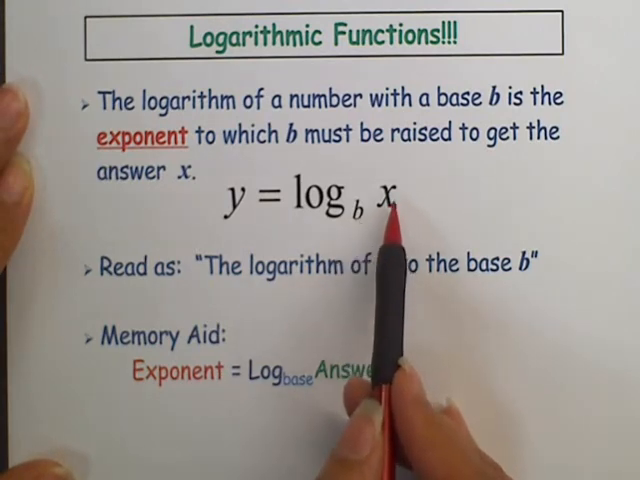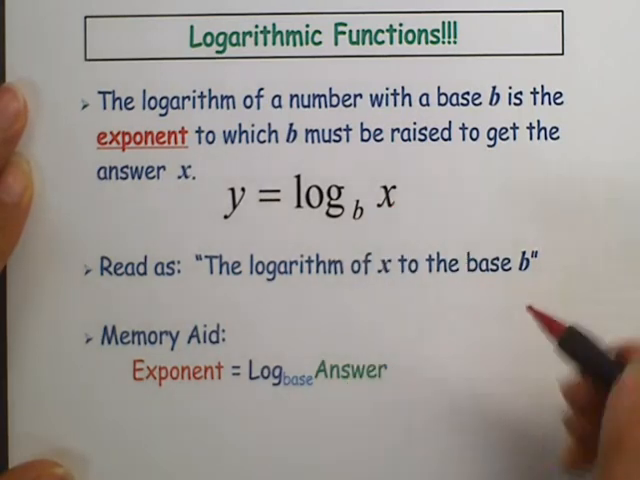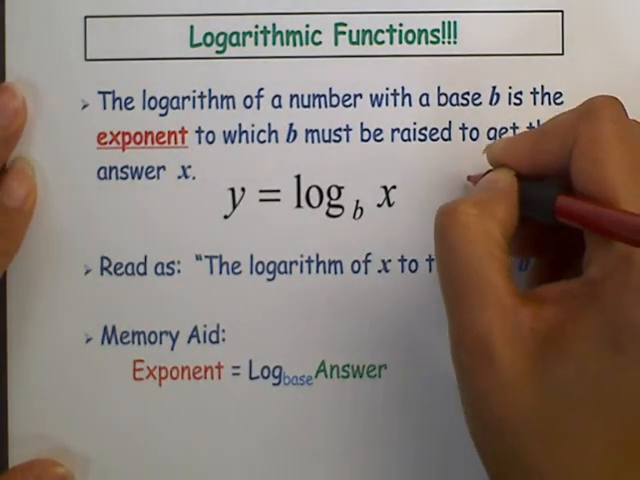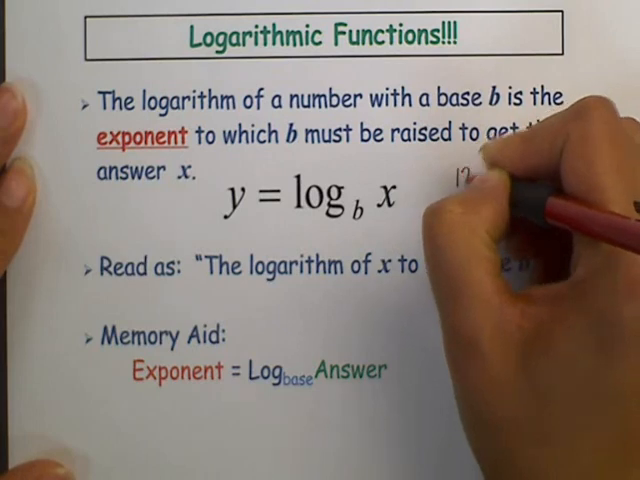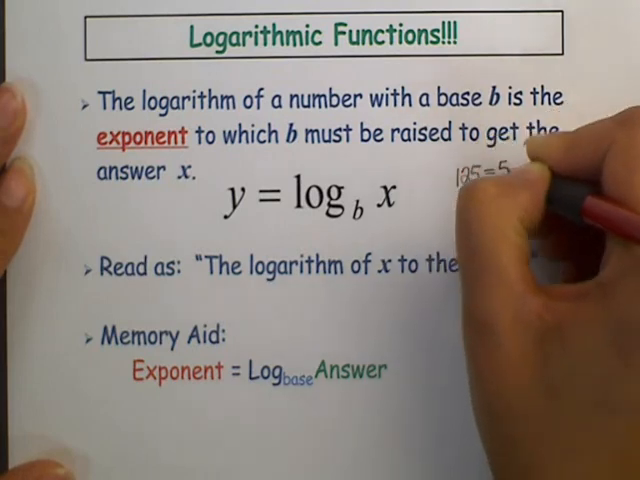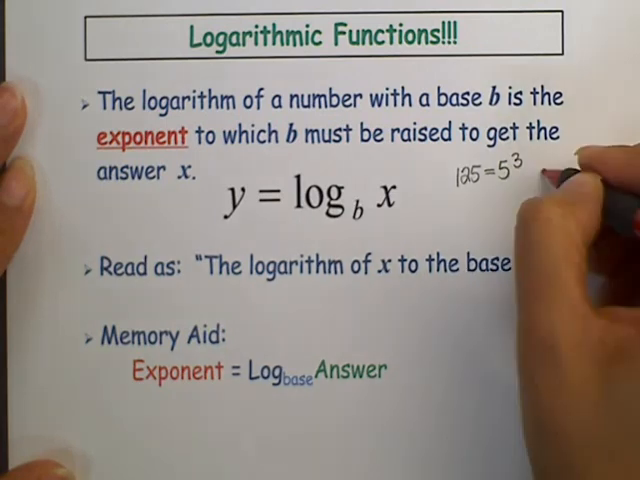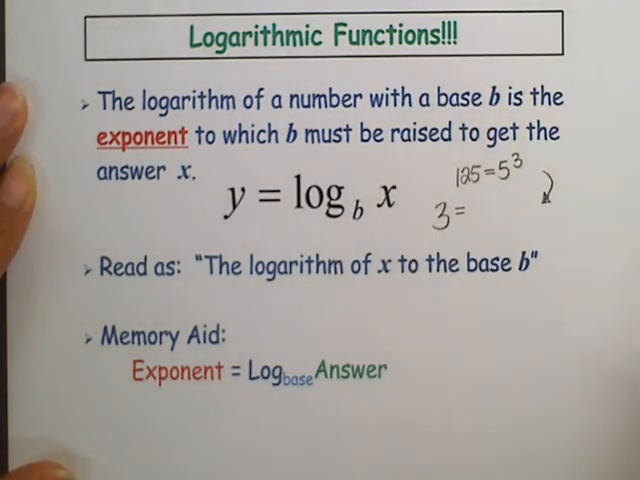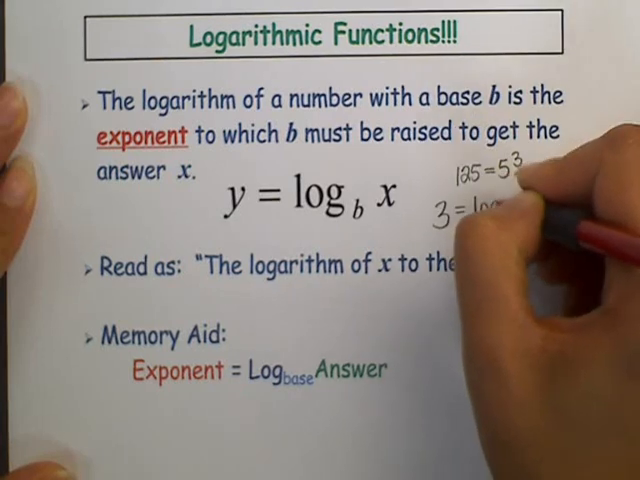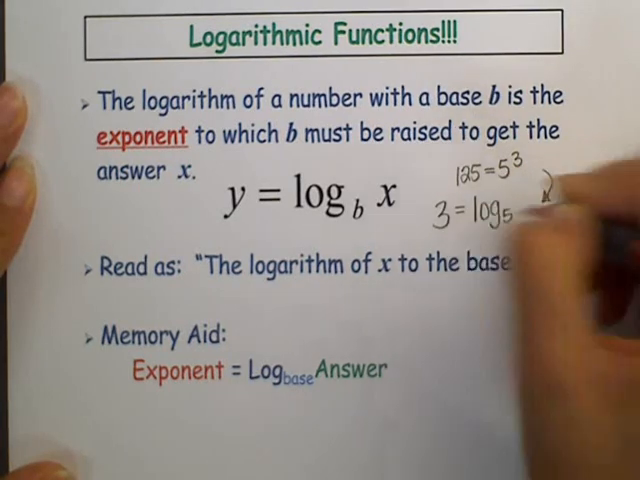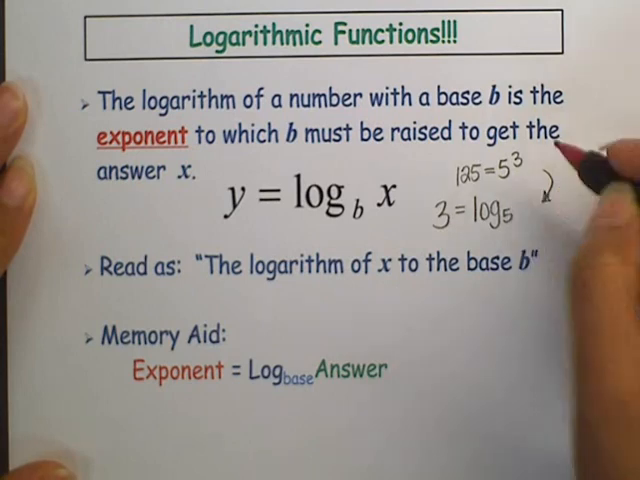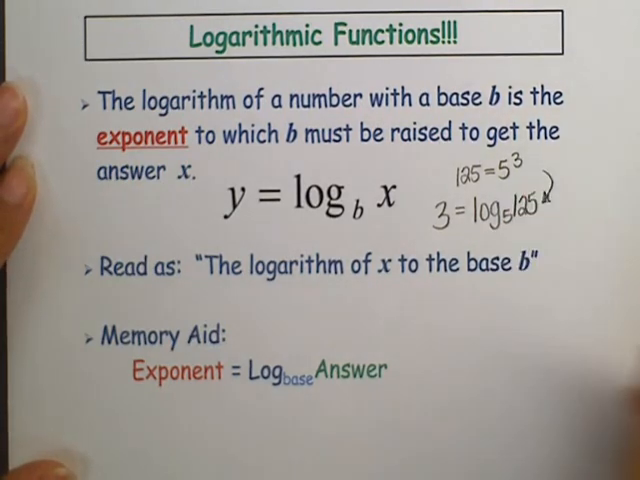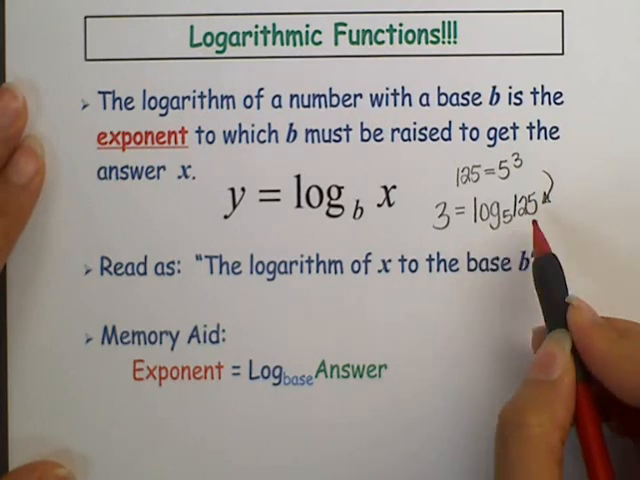So, in other words, let me write another example. Let's say I have 125 equals 5 to the exponent 3. In logarithmic form, I know the answer is 3 because that's the exponent. I know I'm looking at the log of a base of 5. That was the base of the function that I had started with. And the answer is 125. So the log base 5 of 125 is equal to 3.